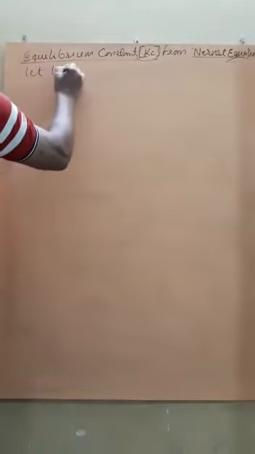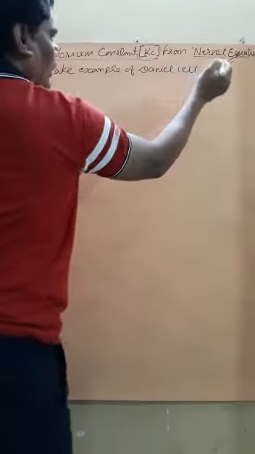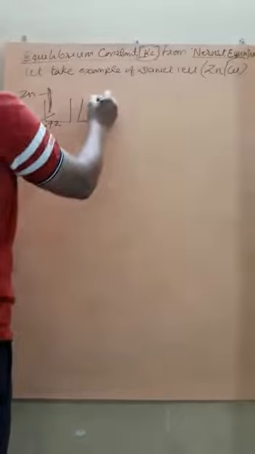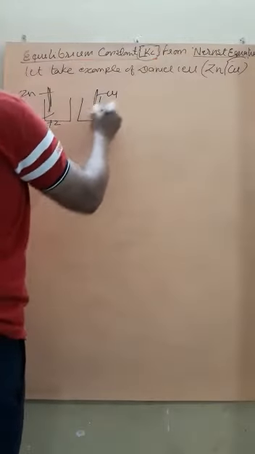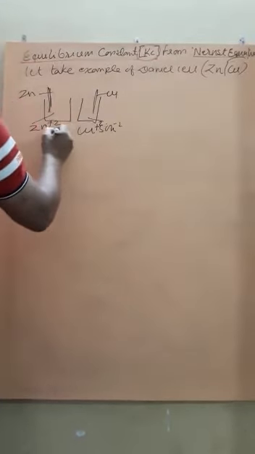Students, let's take the example of the Daniell cell, the Zn-copper system, which we have already discussed, this electrochemical cell. You know that in two vessels, a zinc rod is dipped in zinc sulfate solution, and in another vessel the copper rod is dipped in copper sulfate solution.